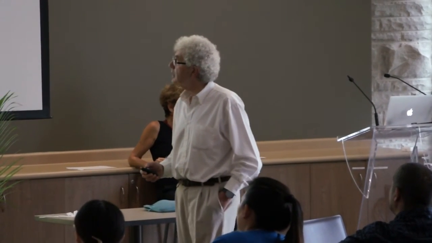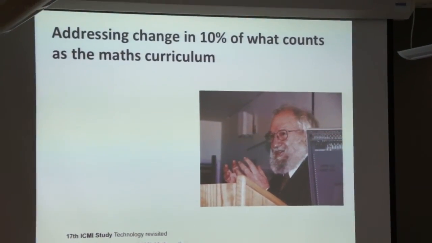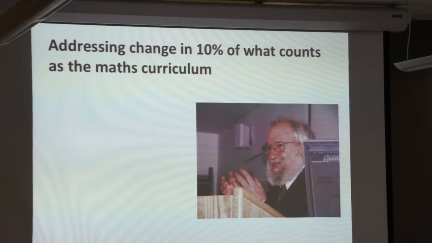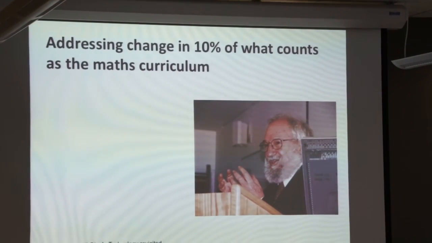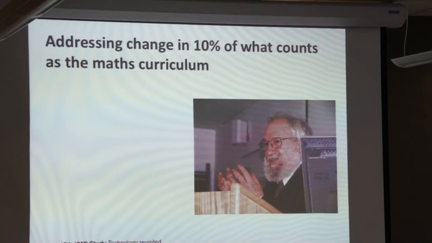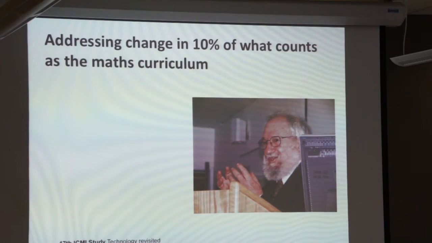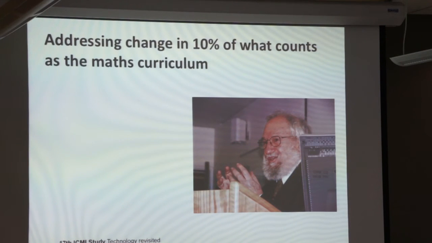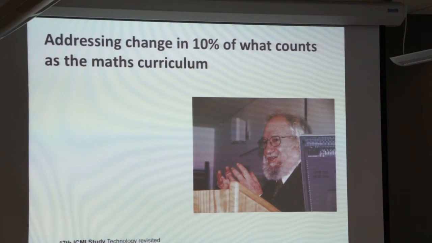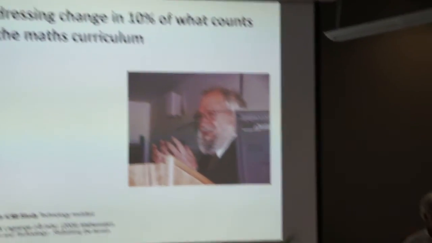I'm going to just do one more slide. This is Seymour speaking just before his terrible accident in Vietnam, a few weeks before, I think it was. And he launched what has now become known in the circles that Celia and I move in as Seymour's 10%. And I'm going to stop when I've told you what that is.